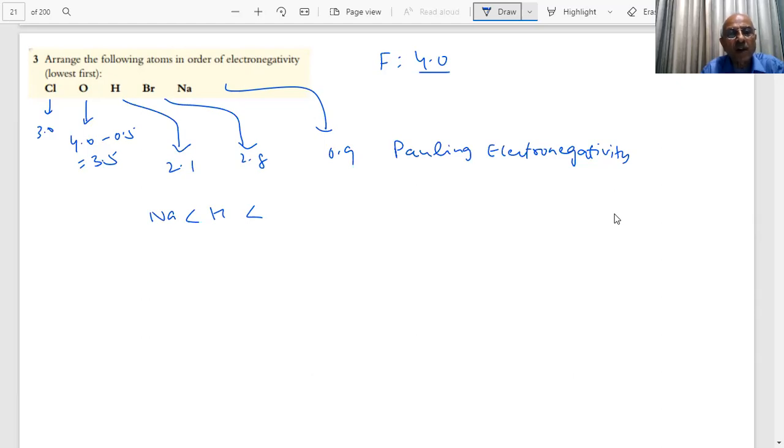Sodium cannot be 2. No, Br is 2.8. Sodium is 0.9. After 0.9, student, which is the next value? 2.1, hydrogen. And after 2.1, 2.8 is Br. And then 3 is chlorine. And then oxygen. Is that the order? Is it okay? Yes, sir. All right. Questions could be put to you in the paper like that.